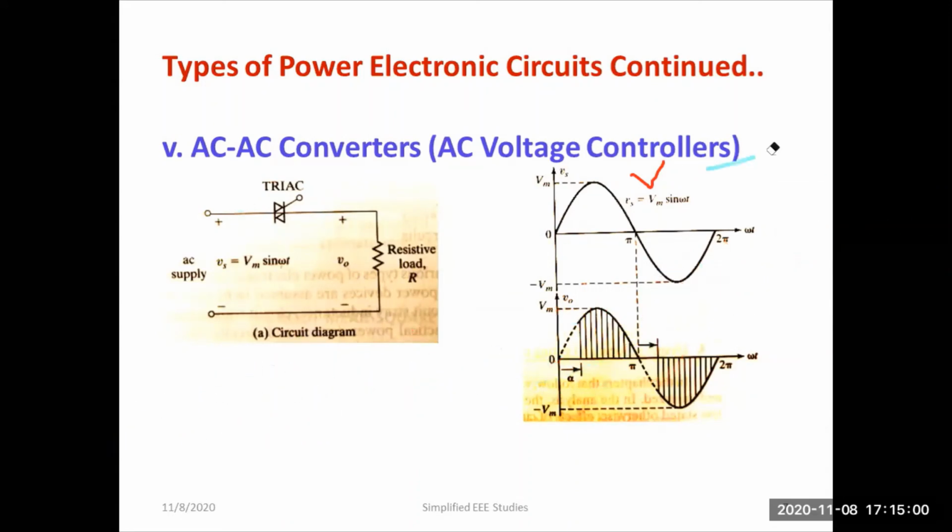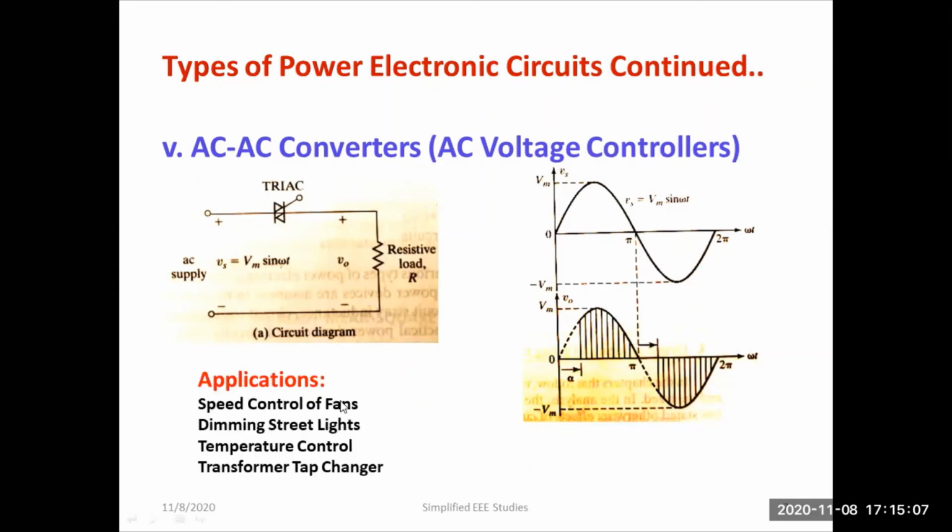Let us figure out what the different applications are. Let us have a brief list of different applications of AC to AC converters. Speed control of fans. Then light dimming applications, especially dimming street lights. That's another specialty. Then temperature control can be done with the help of AC to AC converters. One example of temperature control is induction heating. Similarly, the transformer tap changing circuit. You can use an AC to AC converter in transformer tap changers. These are the various applications.